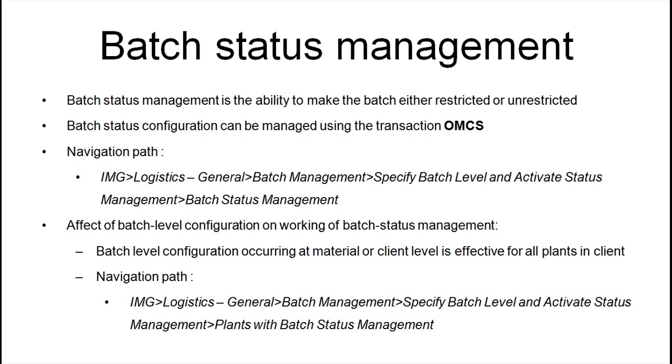The navigation path is in order of IMG, Logistics General, Batch Management, Specify Batch Level and Activate Status Management, and finally Batch Status Management. Batch level configuration occurring at material or client level is effective for all plants in the client. Batch level configuration affects the working of batch status management in two ways.